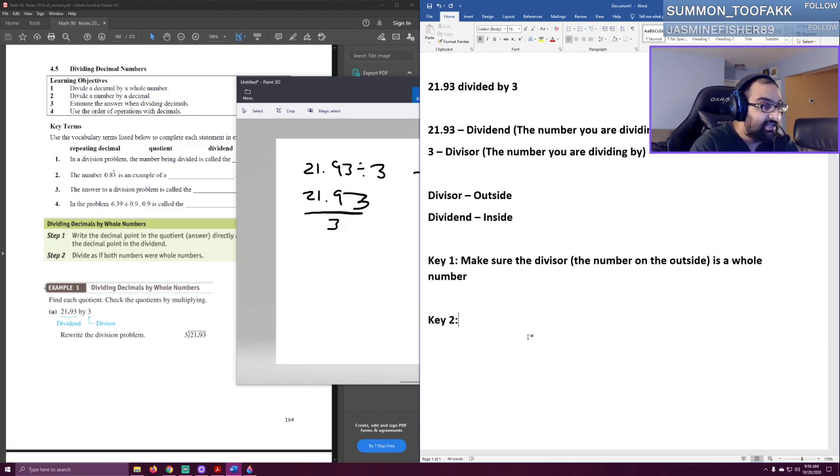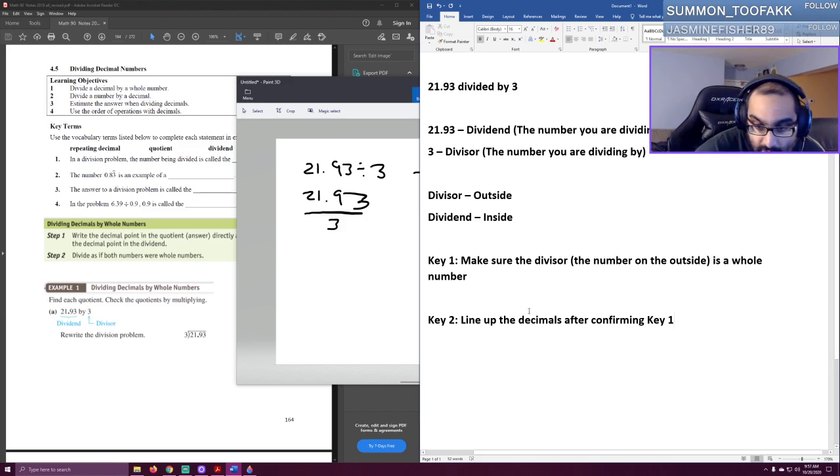The second key is that we're going to line up the decimals after confirming key number one. So we make sure you've got the whole number on the outside, whatever number you have on the inside, and then we can line up the decimals. That's going to be our main goal for these types of problems.